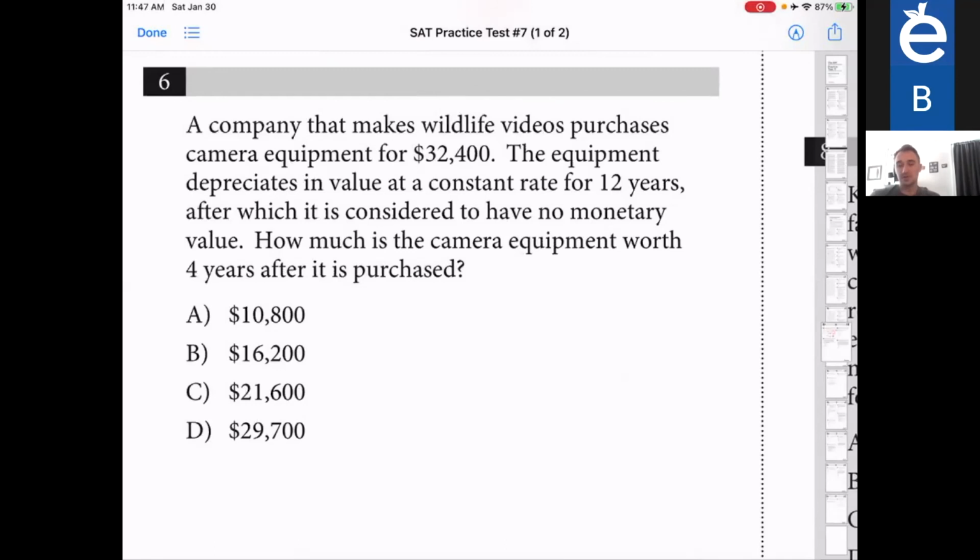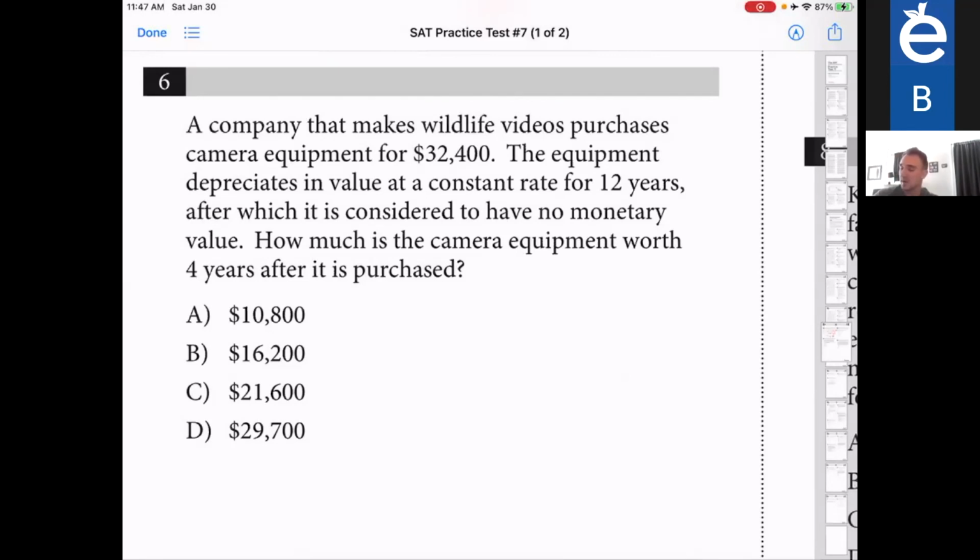So if we think about this camera equipment, brand new, total cost of it is $32,400. It depreciates in value for 12 years, and at the 12th year, it has no monetary value. So at 12 years, its value is 0. So we can assume that it should depreciate at a constant rate over each of these 12 years.